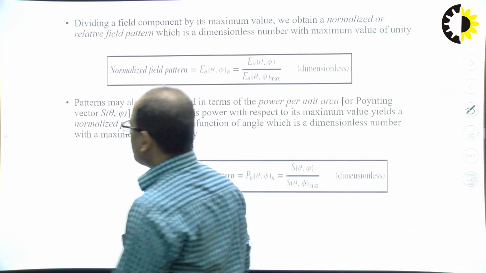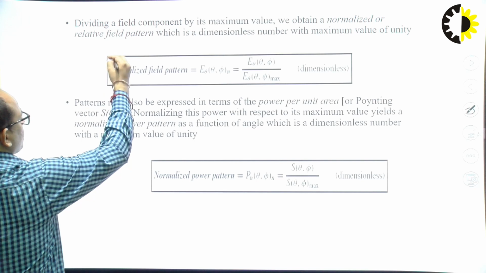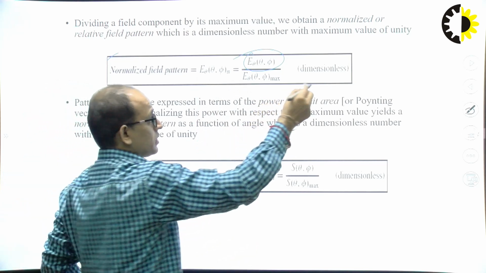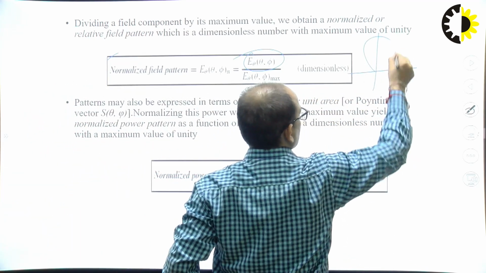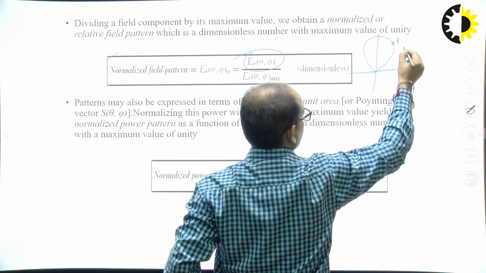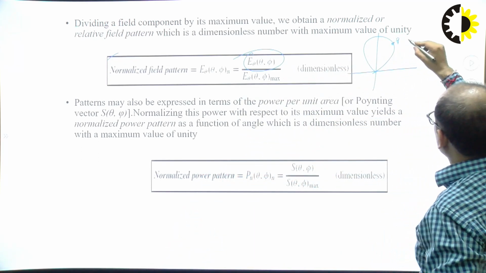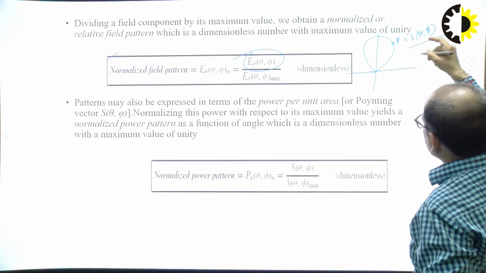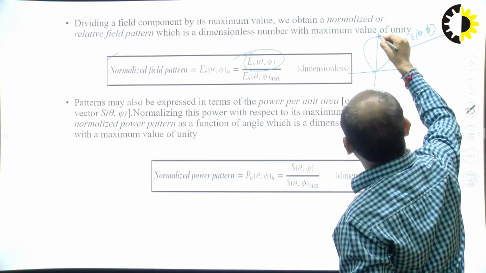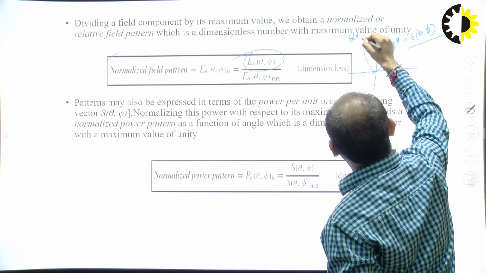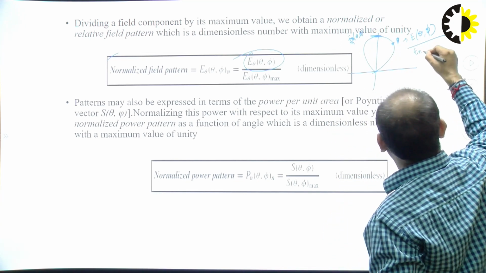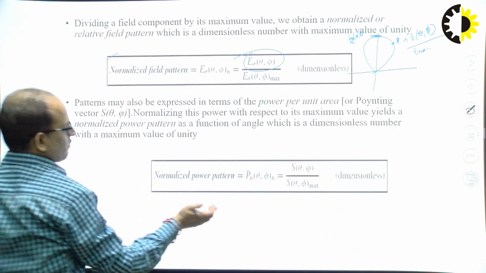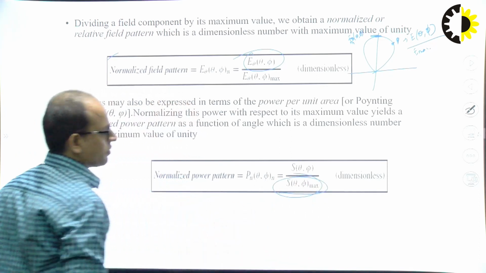So if I want to calculate the normalized field pattern, always divide the electric field intensity at that location. Let's say I want to calculate the electric field intensity at this point P, the normalized electric field. There will be some electric field intensity at this point theta at this location. When it is divided by the maximum, E theta phi max, this will give the normalized field pattern. Similarly, the normalized power pattern will be when it is divided by the maximum power.